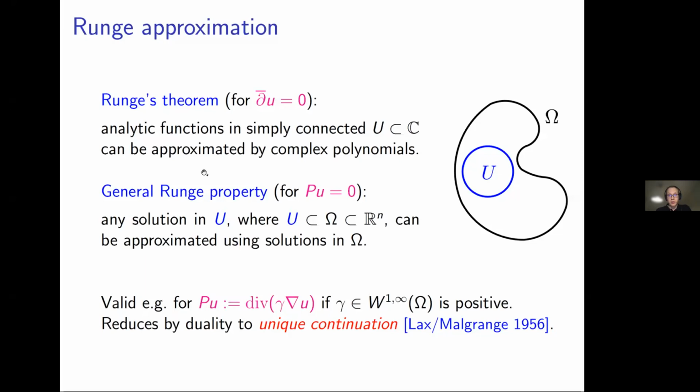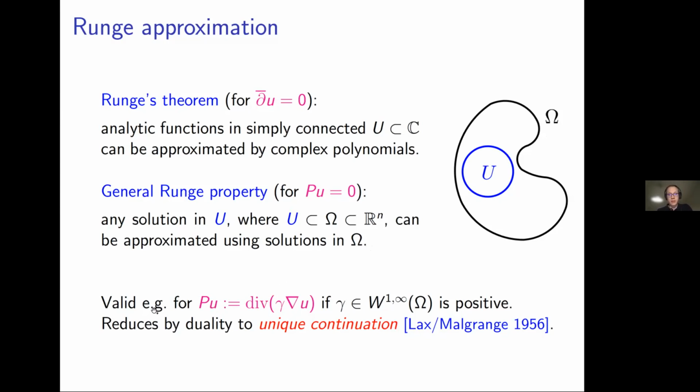So you can state a similar, somehow general Runge property for some equation Pu equal to 0. This could be a conductivity equation, for instance. So you have the following setup. You have two domains in R^n, a smaller domain U and a bigger domain omega. And the Runge property is saying that if you give any solution of the PDE, Pu equal to 0 in the subdomain U, then you can approximate that solution in U by global solutions, solutions in omega. So that would be the kind of extension of Runge's theorem for a more general PDE.